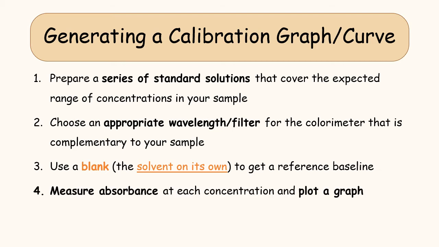And the fourth thing you need to do is that once you've sampled the blank, you sample the absorbance of each of your standard solutions. So you sample them, measure the absorbance, and then plot a graph of concentration against absorbance. Concentration on the x-axis, absorbance on the y-axis. And that is your calibration curve. It's called a curve, but most of the time you are expecting and wanting a straight line.